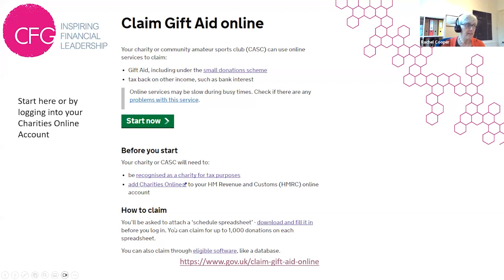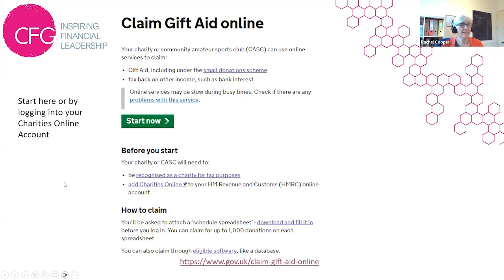And it talks about attaching a schedule spreadsheet. So there are different ways that you can claim Gift Aid. You can claim on paper if you just have very few Gift Aid donations and you want to claim. I'm not talking about that today because I think that the people that we're talking to are going to be spreadsheet people. It also says down here that you can claim through eligible software. Again, I think if you're the kind of organisation that's got eligible software, you've probably got Gift Aid experts and people to advise you on how to make your claims. So we're just going to focus today on making a claim using HMRC's set of spreadsheets.